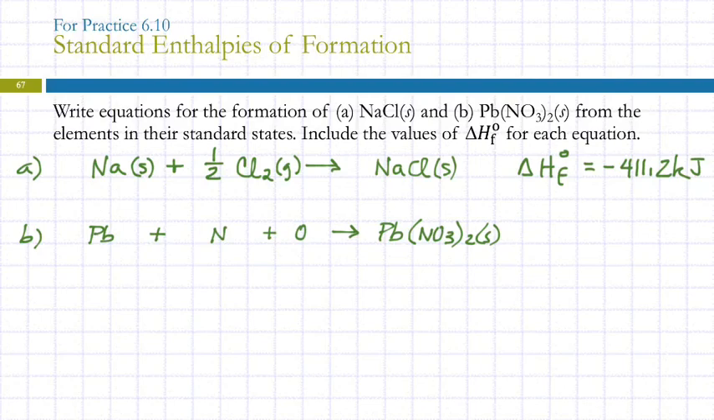We need to identify the standard states of those. So we can take a pretty good guess at these. Lead is a metal, so it's probably Pb solid. What about N? It's diatomic, so it's going to be N2 and it's going to be a gas. And same thing for oxygen. Let's double check.